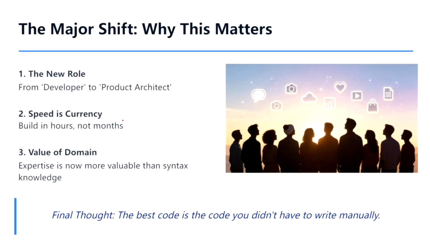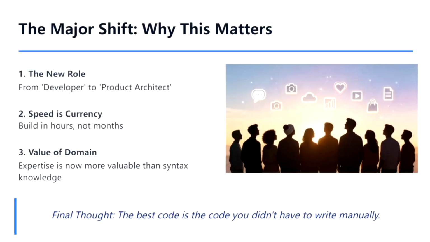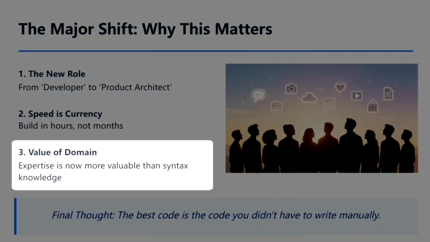This is possible because speed has become the new currency. When we can build in hours instead of months, the cost of failure drops to nearly zero, allowing us to experiment, pivot, and innovate at a pace that was unthinkable just a few years ago. And for those of you joining us from other industries, this is your greatest advantage. Your domain expertise, your deep understanding of specific fields is now far more critical than knowing the nuances of programming syntax. The AI handles the how, but you define the what and the why.